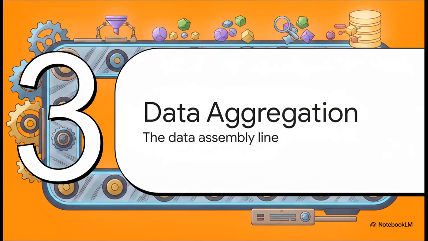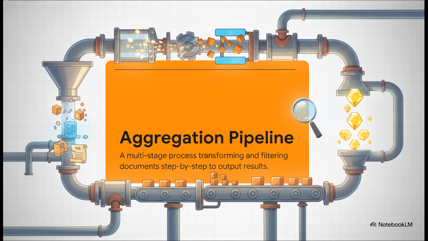Which brings us to Section 3, analyzing data via aggregation, the data assembly line. I'll be honest, this is one of the most exciting core mechanics of NoSQL. To really understand an aggregation pipeline, you need to picture a data assembly line. It's a dynamic, multi-stage factory process. Raw documents enter on one side.